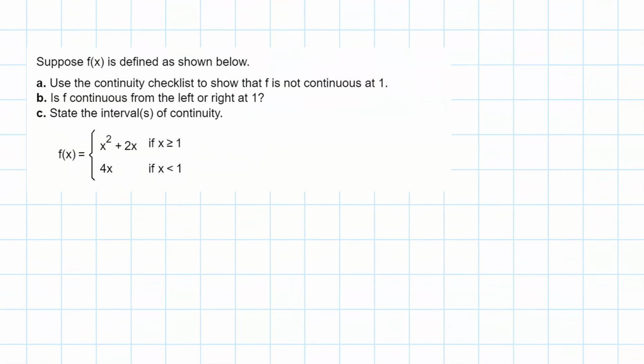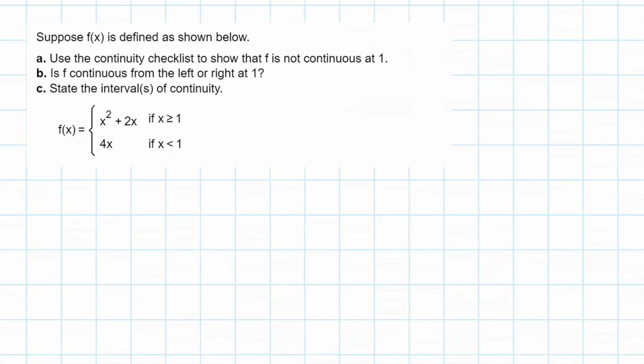Okay, let's try the next problem. Okay, so let's try this problem here. We want to see if this graph is continuous. So this is a piecewise graph. It follows the pattern x squared plus 2x, but only for x bigger than or equal to 1. And it follows the pattern 4 times x, but only for x less than 1. So it's got two pieces. So if I was just looking at the green piece, that green piece is continuous, right? It's just a polynomial. And the blue piece is also continuous because, again, it's just a polynomial, in this case a line.